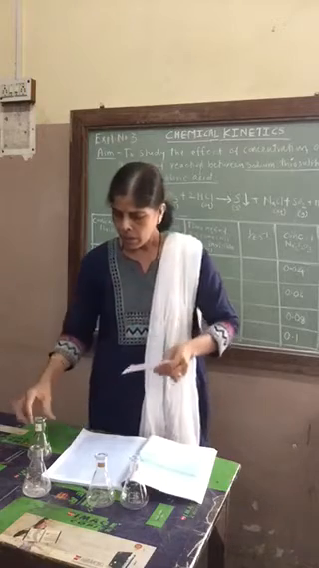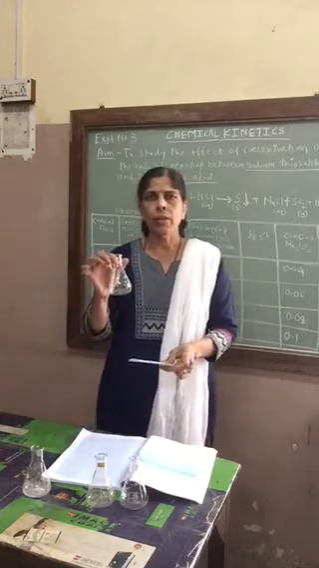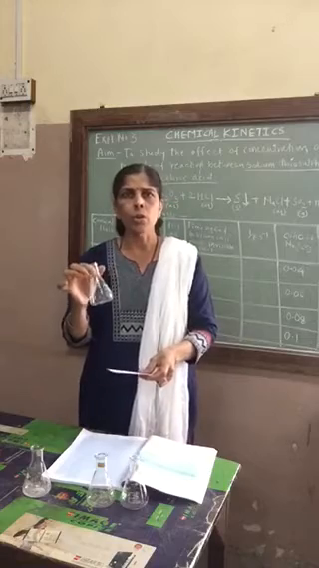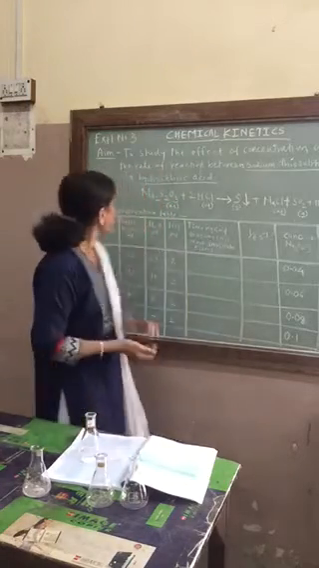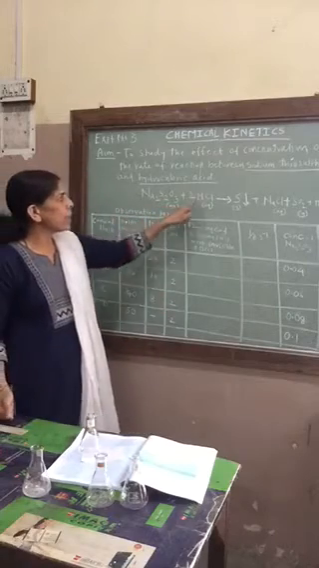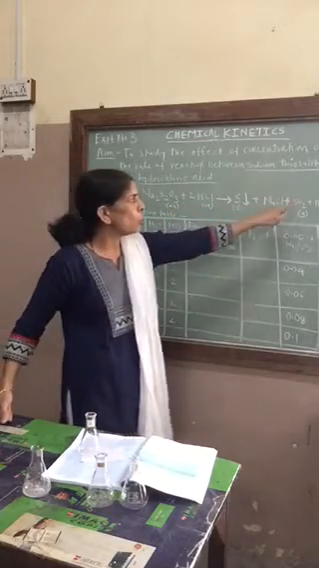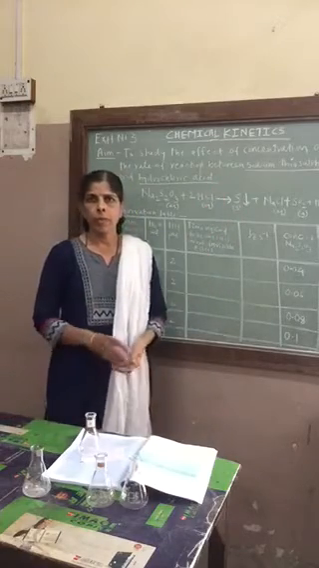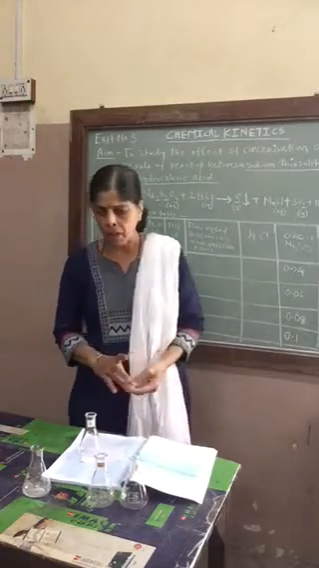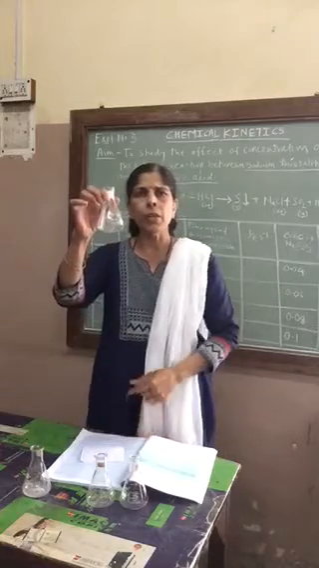Okay, once you add HCl, immediately the reaction is going to start. Which reaction? Sodium thiosulfate plus HCl giving sulfur plus NaCl plus SO2 plus water. Okay, so sulfur will start depositing and you are going to measure the time required. Sulfur is going to start depositing means what?